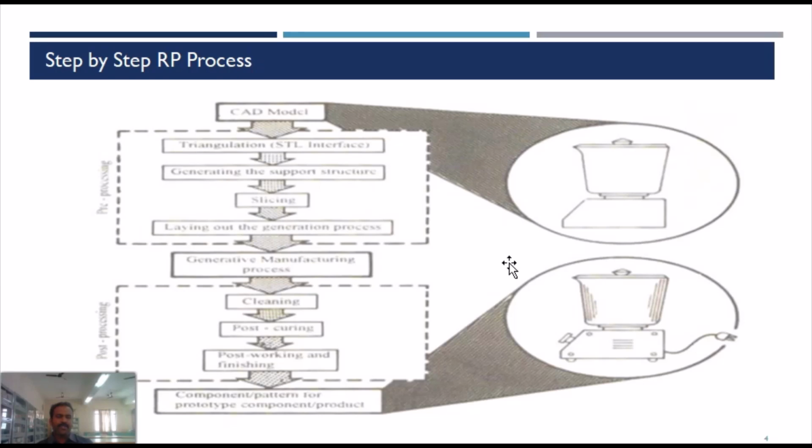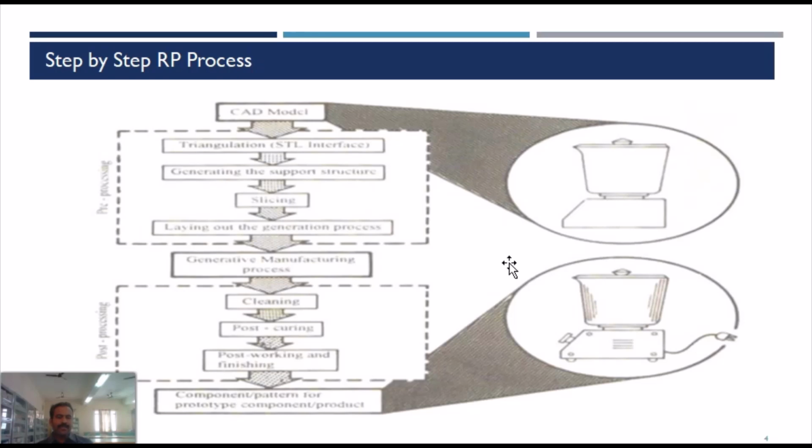Then next you go to the machine part, the generative manufacturing process. Use whichever machine you have, a standard stereolithography machine or a LOM machine. In the generative manufacturing step, you complete your creation process. Once the model is created using your RP machine, next you go for the cleaning process, then post-curing, then finishing, painting and any aesthetic process. Once all the processes are completed, you get the finished product.